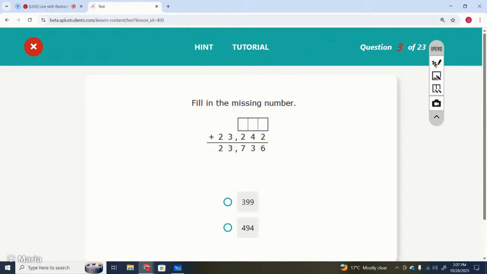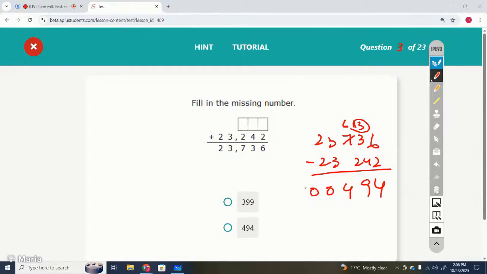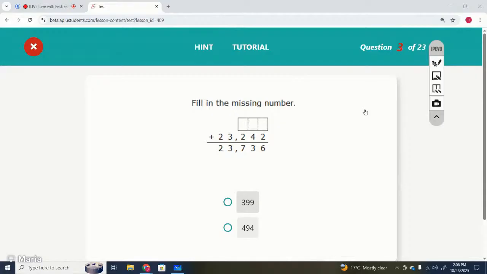Fill in the missing number. So subtract the given number out of the sum. So that is 23,736 minus 23,242. 6 minus 2 is 4. We cannot subtract 3 out of 4, so we need to borrow 1. That is 13. Take away 4 is 9. 6 take away 2 is 4. 3 take away 3 is 0. 2 take away 0. That is 494. Option number 2 is the correct option.